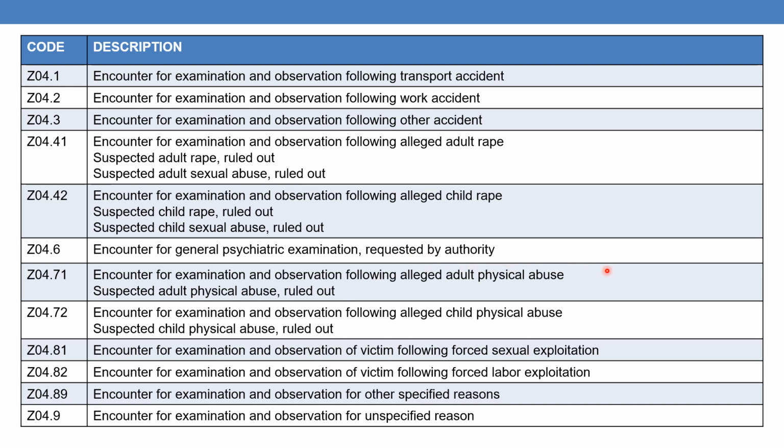The next is Z04.71, encounter for examination and observation following alleged adult physical abuse or suspected adult physical abuse ruled out. The next is Z04.72, encounter for examination and observation following alleged child physical abuse or suspected physical abuse ruled out. The next is Z04.81, encounter for examination and observation of victim following forced sexual exploitation.